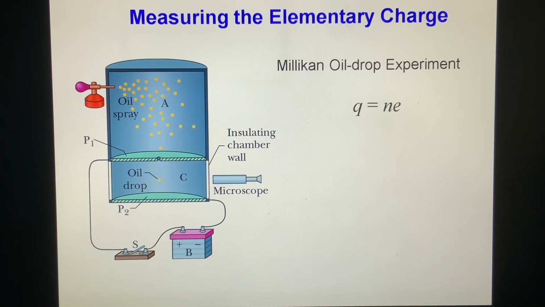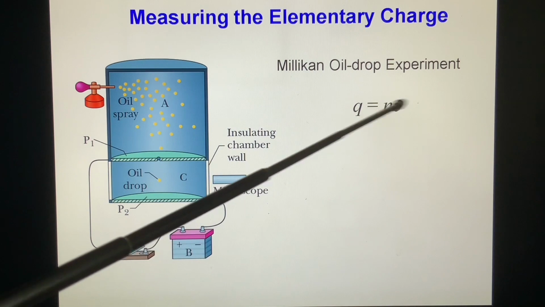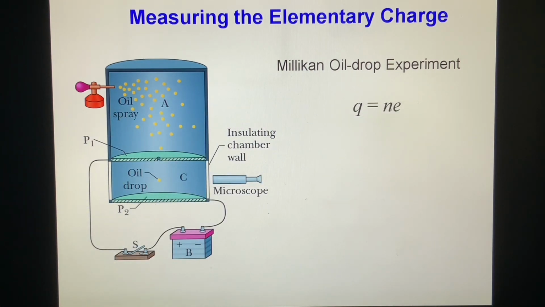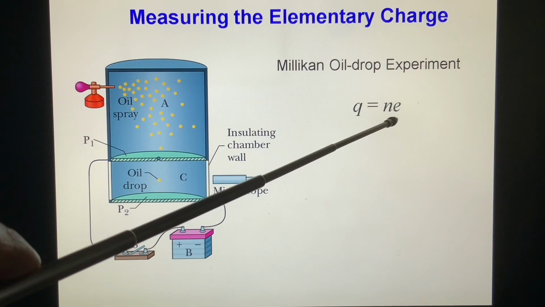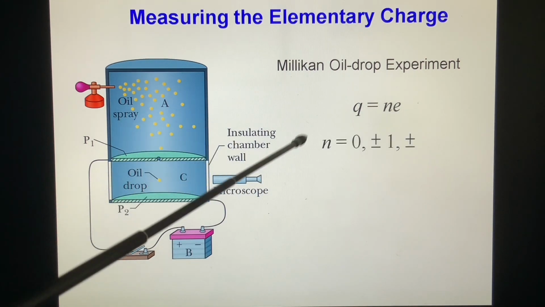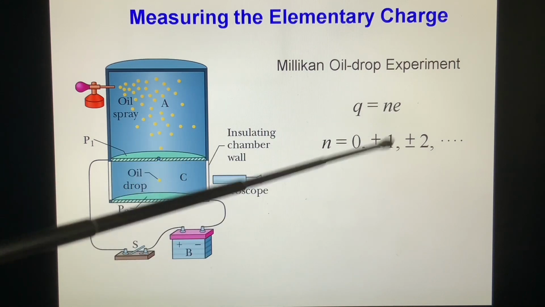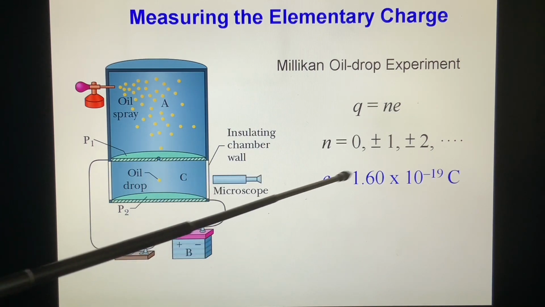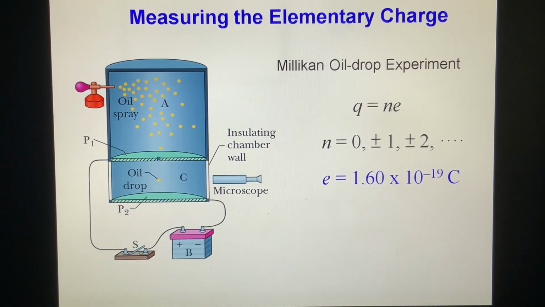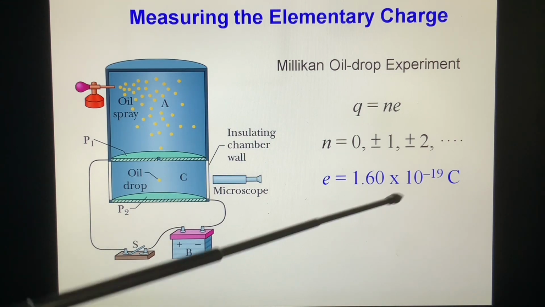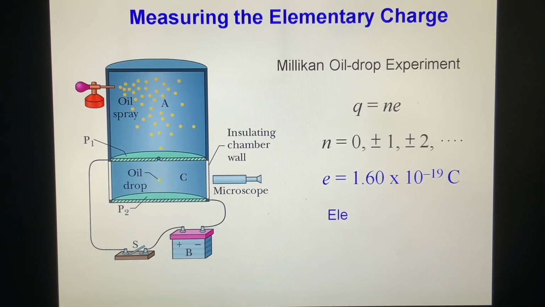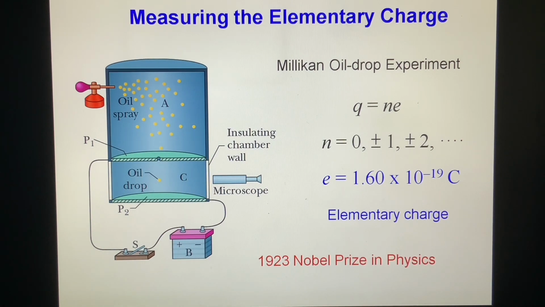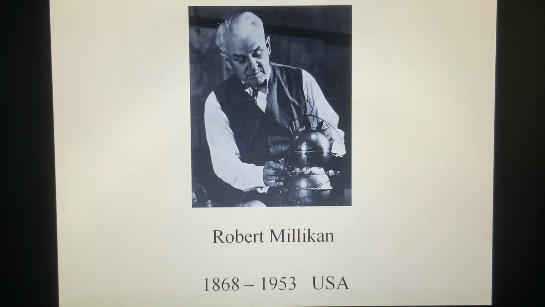What we found is that the charge on any object should be an integral number of the elementary charge. The n can only be an integer, it cannot be a fraction. This elementary charge is 1.60 times 10 to the power of minus 19 coulomb. This is the charge which an electron or proton carries. Because of this experiment, in 1923, he got the Nobel Prize in physics. This is an American.